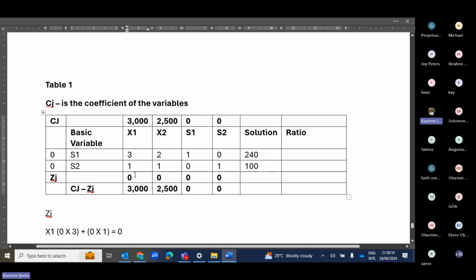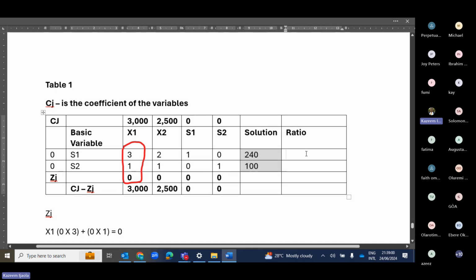So you said 3,000 is the highest. Since 3,000 is the highest, you will circle it like this. So this thing I've shaded here is my key column, or pivot column, whichever one. Now, because this is where you have the highest, you will divide your final solution here by your key column.